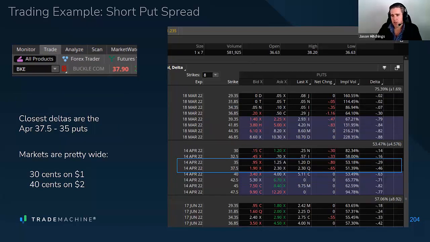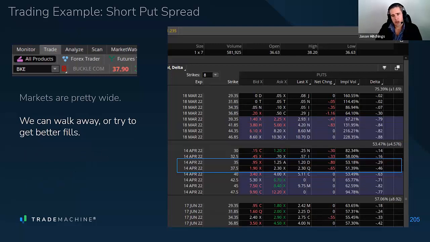There's no perfect match, but the two closest to 40 and 30 are the 37.50, which has about a 46 delta, and since it's a put, technically it's a negative 46 delta, and the 35 is pretty close to that 30. So these are the two I'm going to trade. Now the markets are pretty wide. We see 95 cents at 1.25, so they're about 30 cents wide for the 35 strike, and they're about 40 cents wide for the 37.50 strike. So that's giving up a lot of edge.